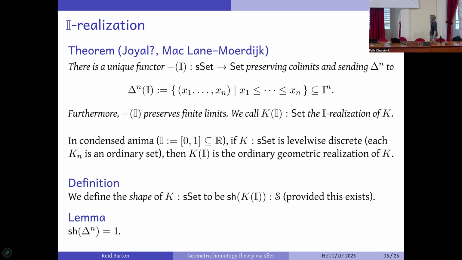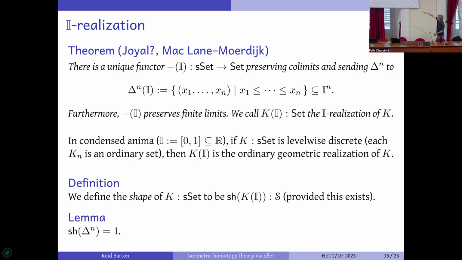In this condensed example, the unit interval is the actual physical topological interval. And so if I took a simplicial set, which is just secretly an ordinary set in every degree, and I apply this realization, I just get the ordinary topological geometric realization of X that's familiar from ordinary algebraic topology, but now just viewed as a condensed set. So this construction, by definition, takes a simplicial set to a set. It never takes it to a space. That's going to be important.